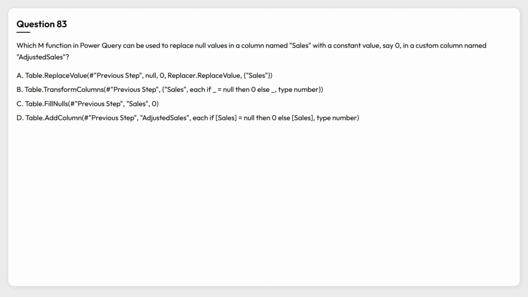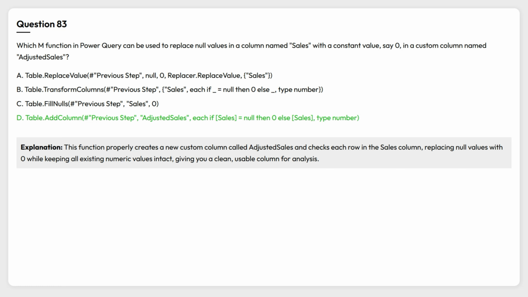Question number 83. Which M function in Power Query can be used to replace null values in a column named cells with a constant value, say 0, in a custom column named adjusted cells? Option A, option B, option C, option D. The correct answer is option D.